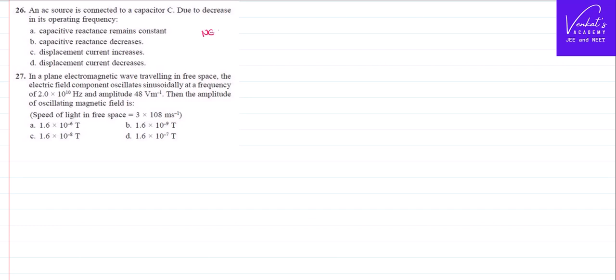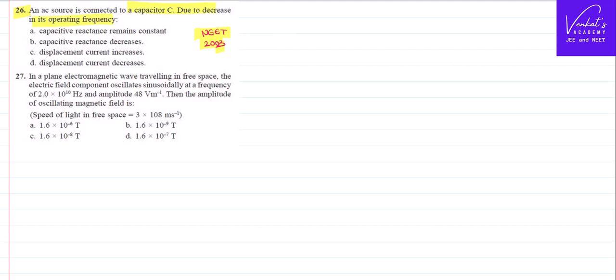Here in this video, we are solving two problems that appeared in NEET 2023. Let us see what the problems are. First problem is this: An AC source is connected to a capacitor C.